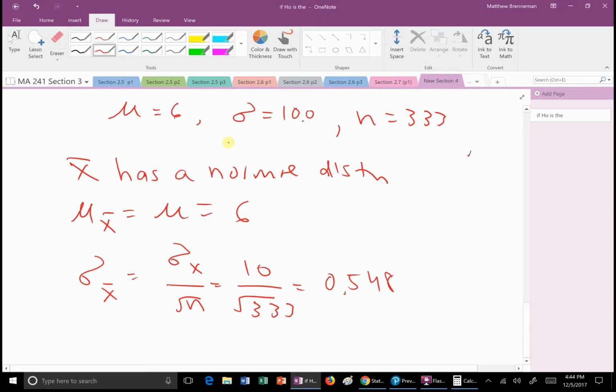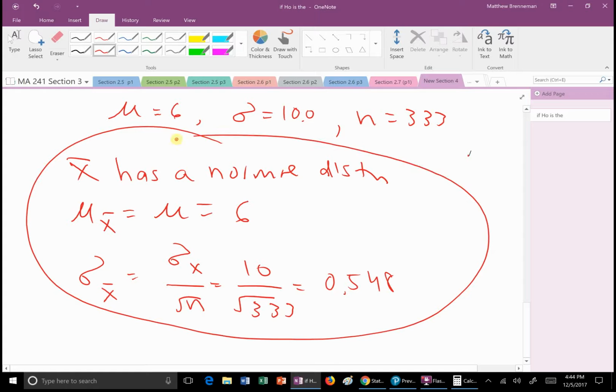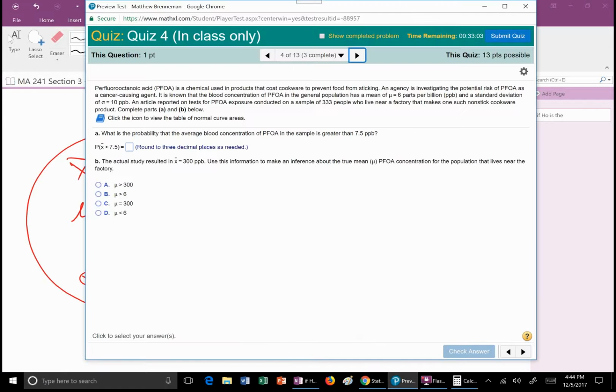Okay, so now I know everything I need to know. This is just a regular normal distribution problem. I know the mean of the normal distribution. I know the standard deviation, so I can compute any probabilities I want. So here they want the probability that I'm greater than 7.5, so I can compute that. I can just go into StatCrunch, right?